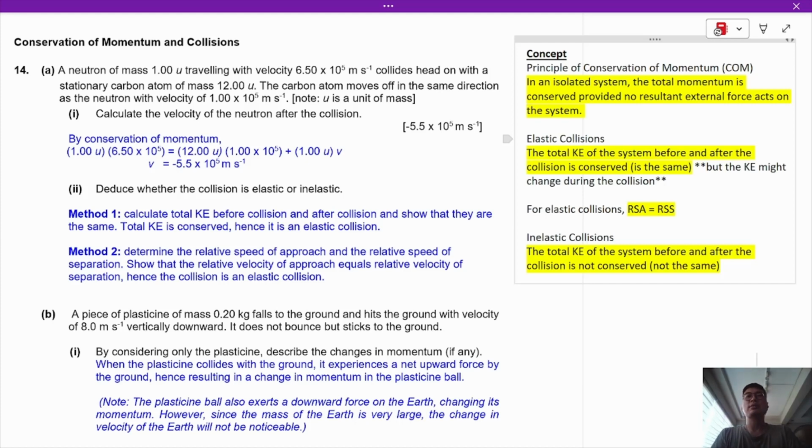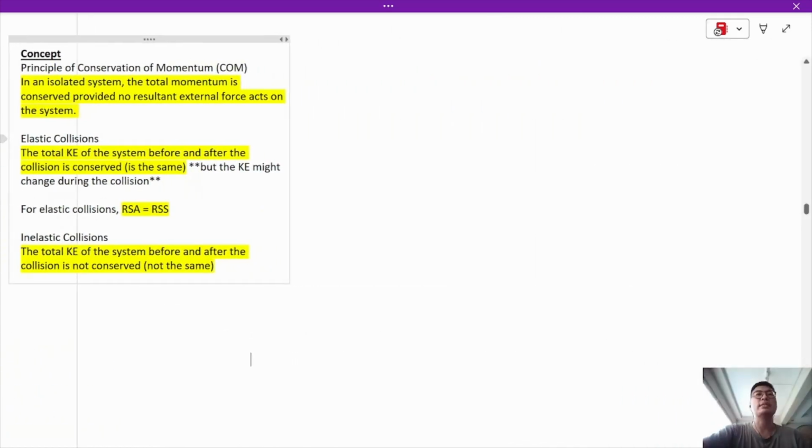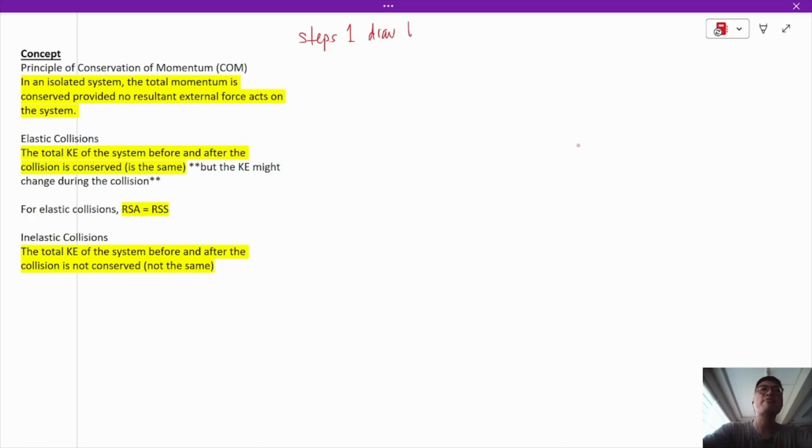So for inelastic collisions, we don't know anything about the way that the velocities are distributed. If you don't understand any of these concepts, you must look at your lecture notes or SLS again. Okay, so let's take a look at question 14, and this is how we draw it. Now, these are the steps to solve a collision question. So step 1 would be to draw the diagram of before and after collision.